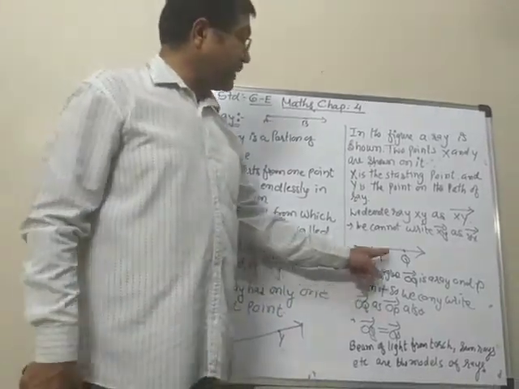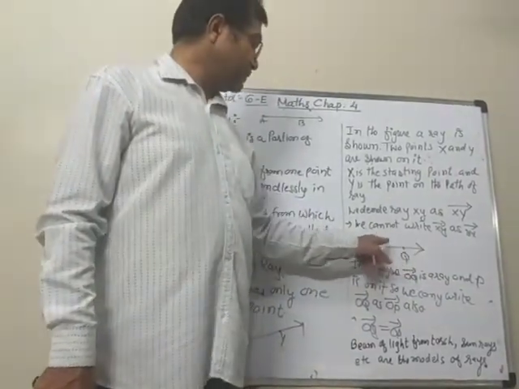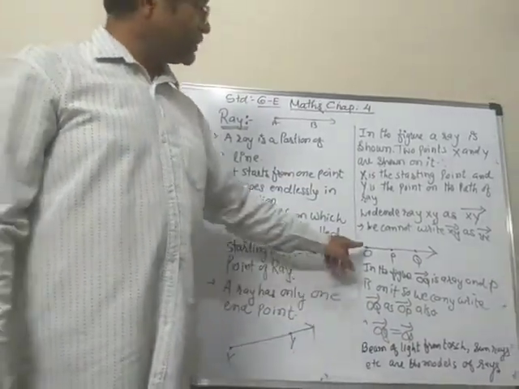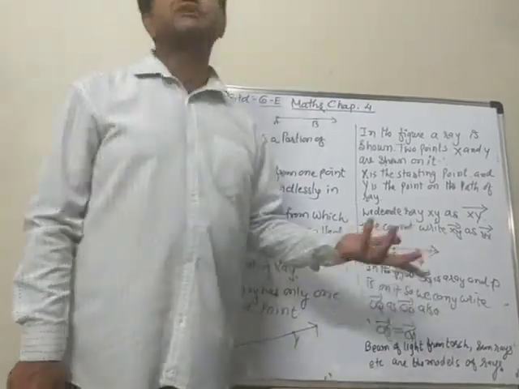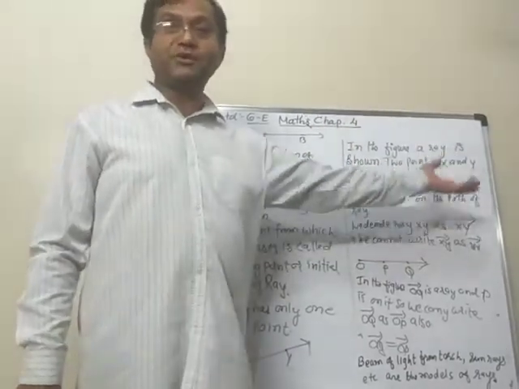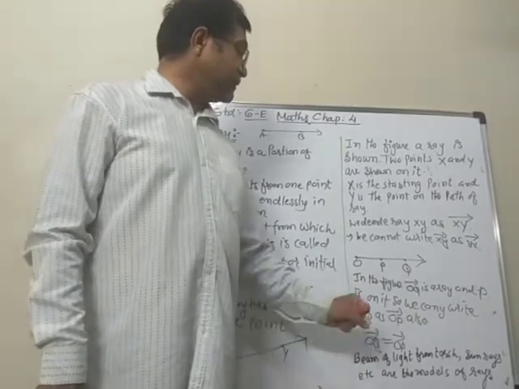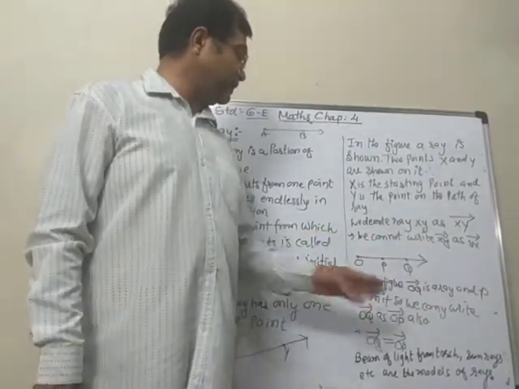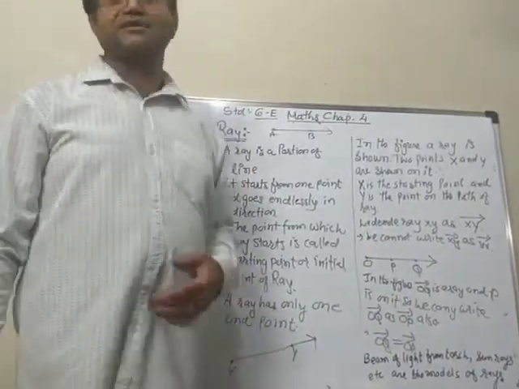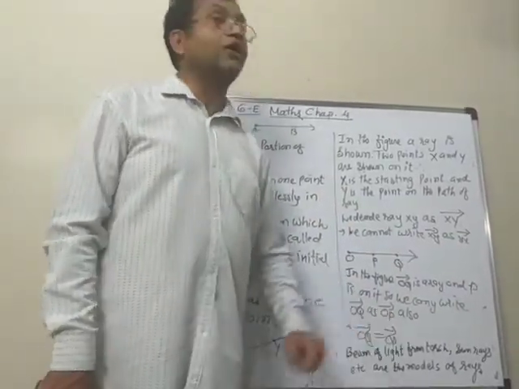Now sometimes there are more points on the ray. Here the ray OQ is there, but P is also on the ray. So we can write ray OQ or ray OP, it is the same thing, because it starts from O and goes in the direction of P or in the direction of Q. So ray OP and ray OQ can be written, it doesn't matter. But we cannot write it the other way, meaning ray PO or ray QP, etc. The starting point must be first. So ray OQ is equal to ray OP.